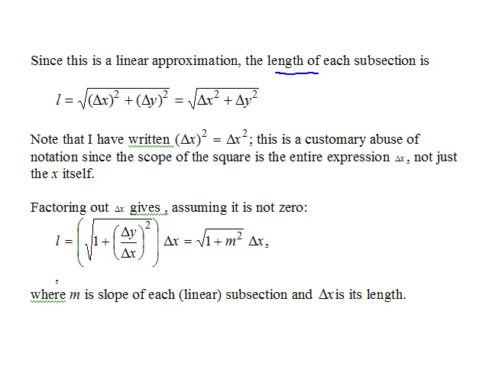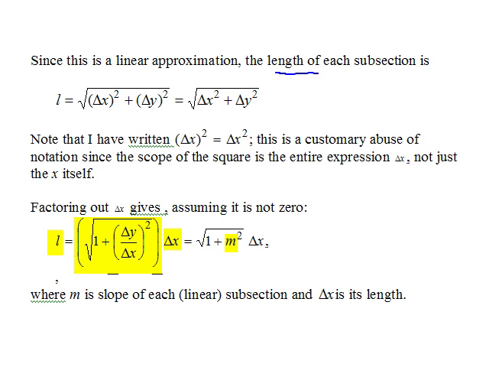Using the Pythagorean theorem, the length along the line is the square root of delta x squared plus delta y squared. We can factor out a delta x, and when we do that, we end up with the length of each section equals delta x times the square root of 1 plus dy over dx squared. dy by dx is just the slope m of the little linear section.